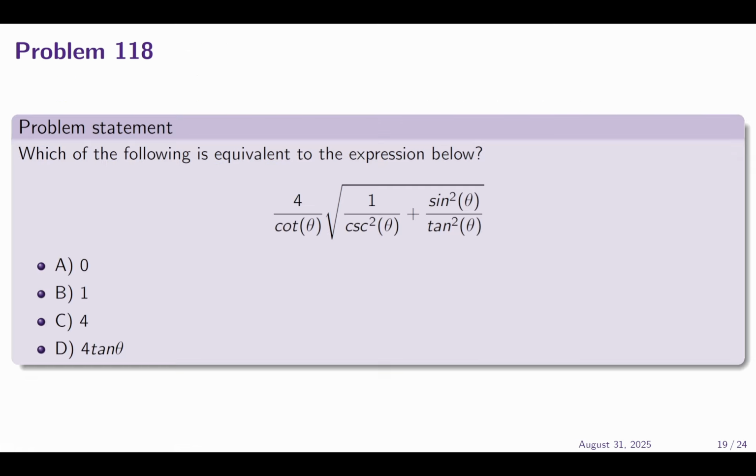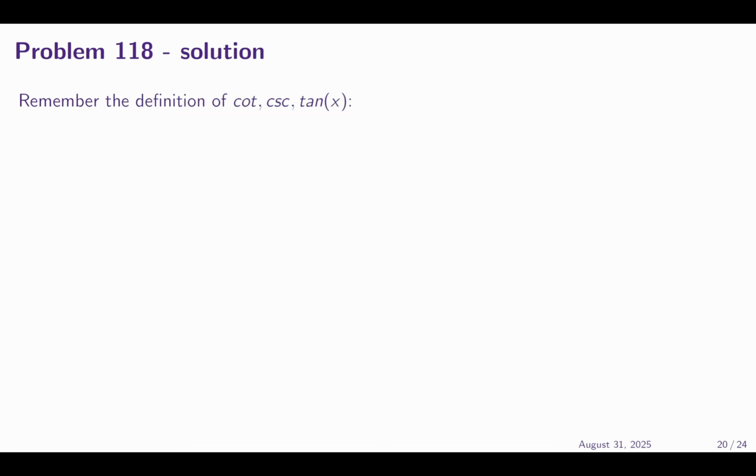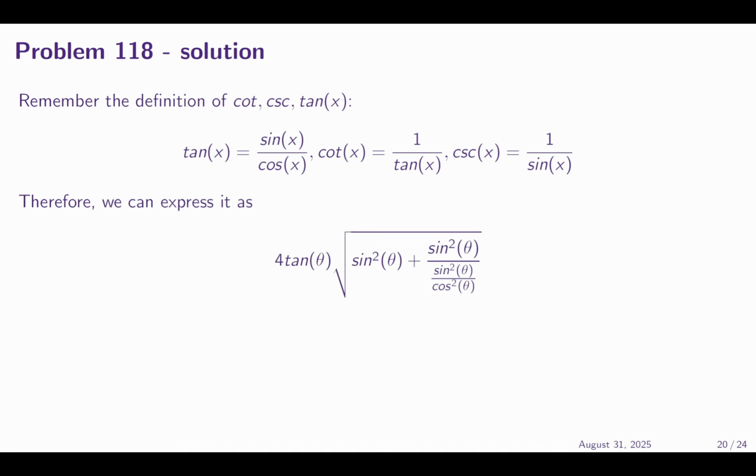Which of the following is equivalent to the expression below? As always with trig, remember the definition of these derived quantities. Cotangent is equal to 1 over tangent, or, in other words, cosine over sine. And the cosecant of x is just the inverse of sine of x.